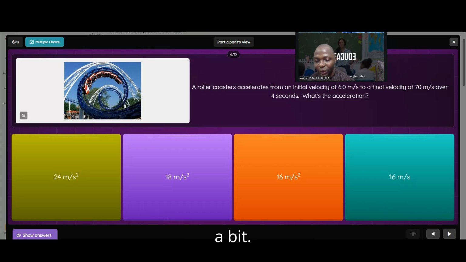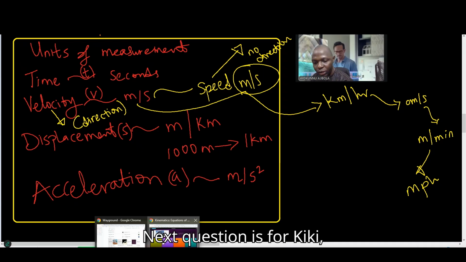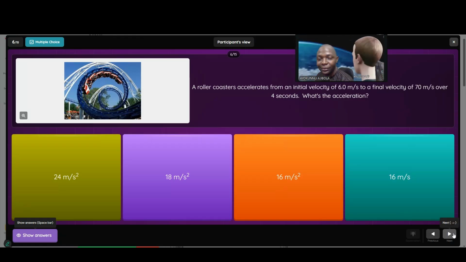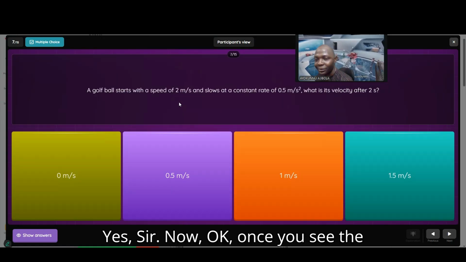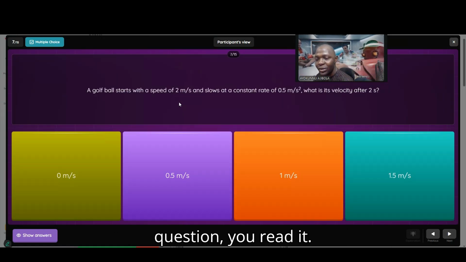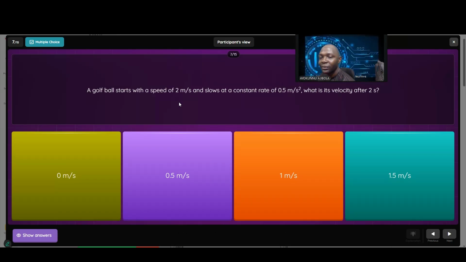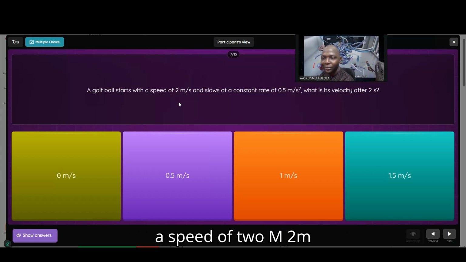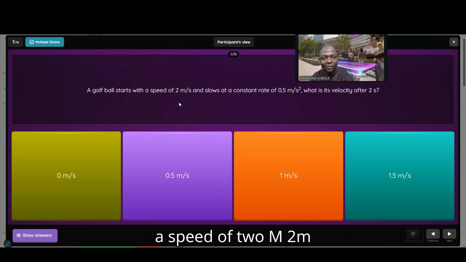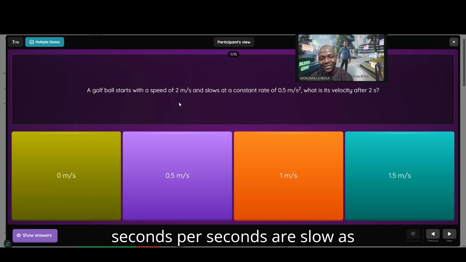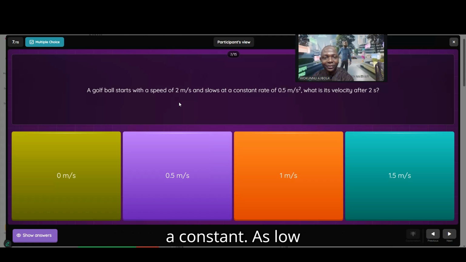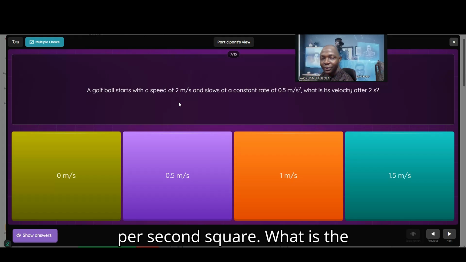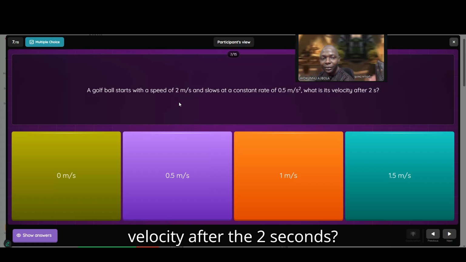Hold on a bit. Next question is for Okiki, right? Yes, sir. Now, Okiki, once you see the question, you read it. A golf ball starts with a speed of 2 meters per second and slows at a constant rate of 0.5 meters per second squared. What is the velocity after 2 seconds?